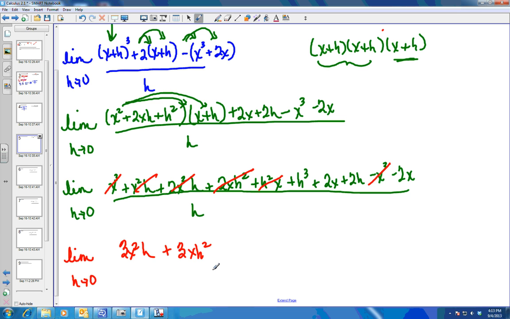So now those are gone. Do I have any other like terms? Here's 2x and a negative 2x. Those will cancel. And then I have h cubed plus 2h all over h.